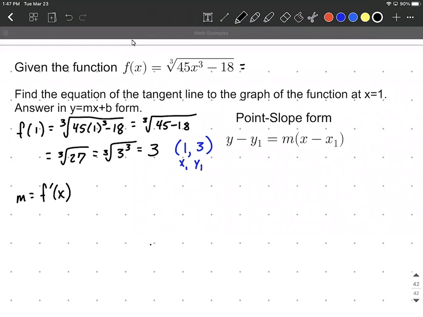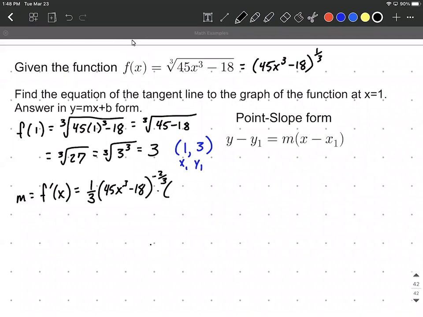To do this, instead of a cube root, I'm going to write this with a fractional or rational exponent. So the cube root can be rewritten as raised to the 1/3 power. Now to take the derivative, we're going to have to use the chain rule and the power rule in conjunction with one another. So we bring the exponent down in front. The 1/3 comes down. We keep the inside function the same, so 45x cubed minus 18 remains the same for now. We reduce the exponent by 1, so 1/3 minus 1 makes negative 2/3.